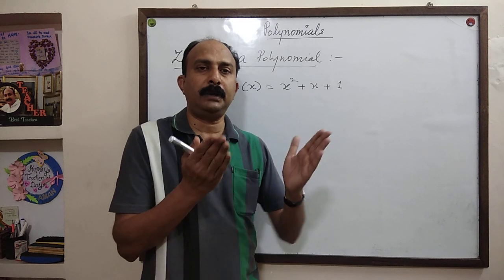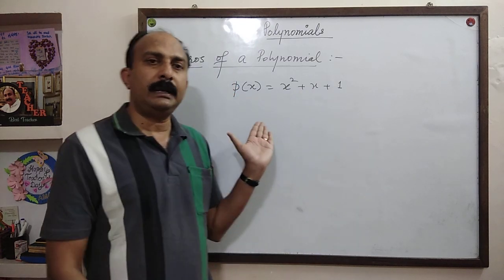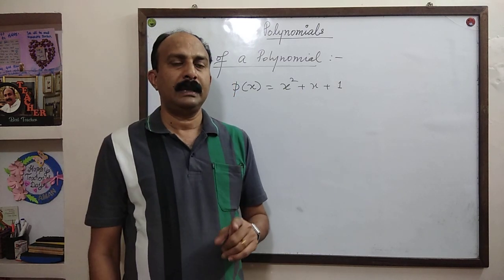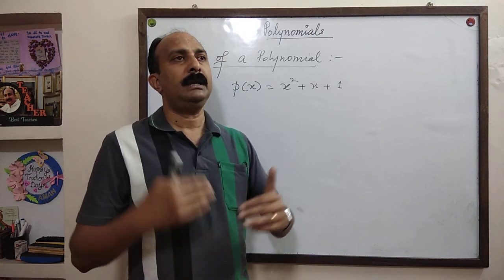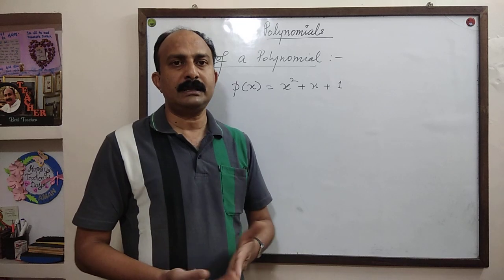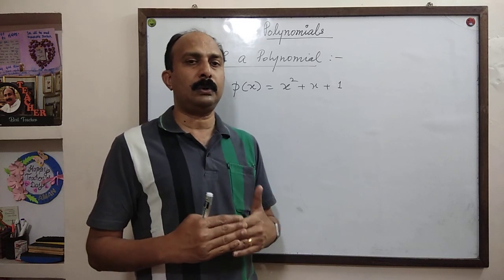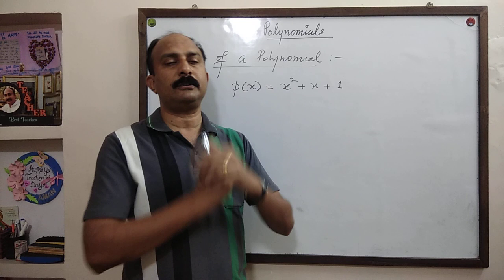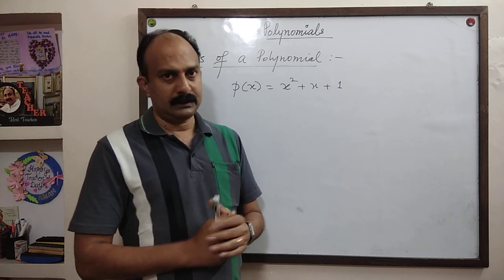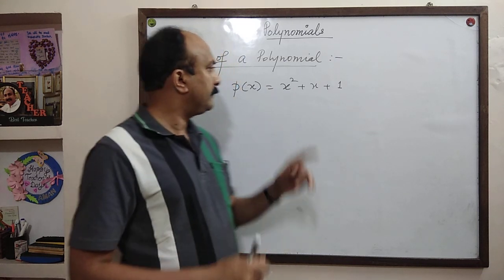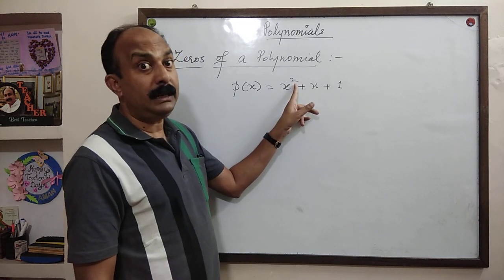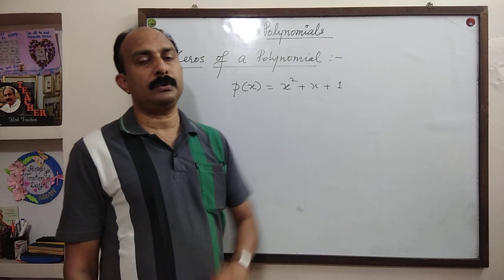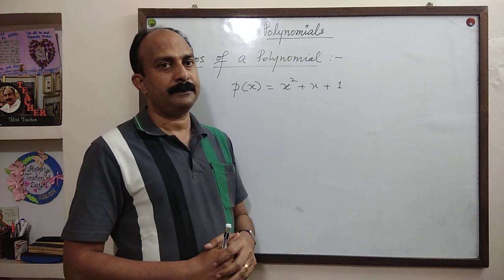For example, while putting x is equal to 1, you may get the p(x) value equal to 0. For example, in the same question, while putting x is equal to minus 3, suppose you are again getting the answer 0, then both are the zeros of this polynomial. And there is a rule also for that. If a polynomial is of degree 2, then it may have two zeros, maximum two zeros.